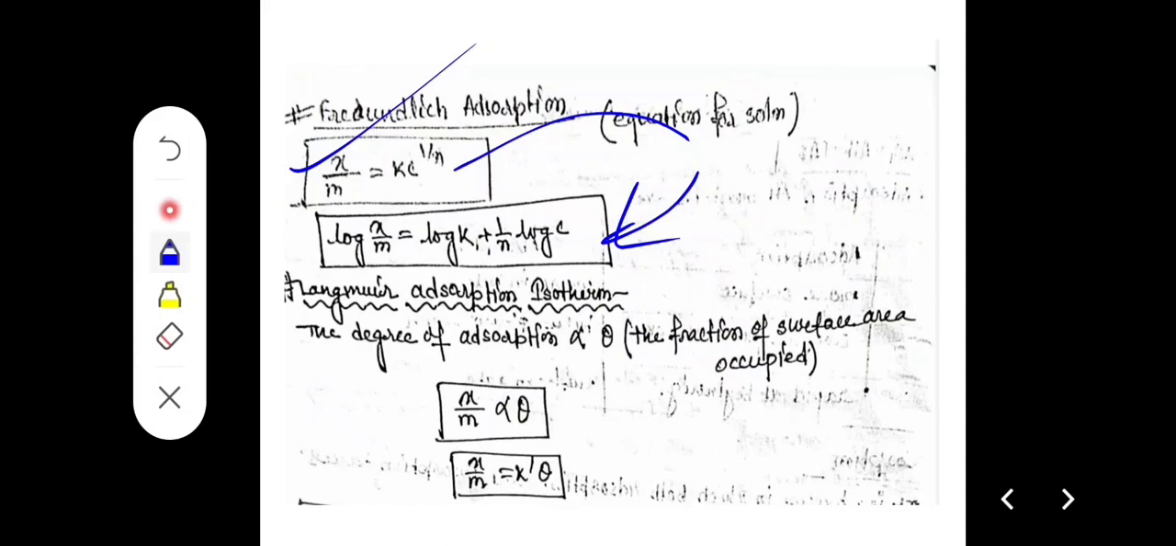Now we consider the Langmuir adsorption isotherm. The degree of adsorption is proportional to theta. Theta means the fraction of surface area that is occupied. Higher the fraction of surface area, higher will be the adsorption. More space for adsorption means more chances for adsorption. So x by m is proportional to theta, and if we omit the proportional symbol, we get a proportionality constant, so x by m equal to k dash into theta.